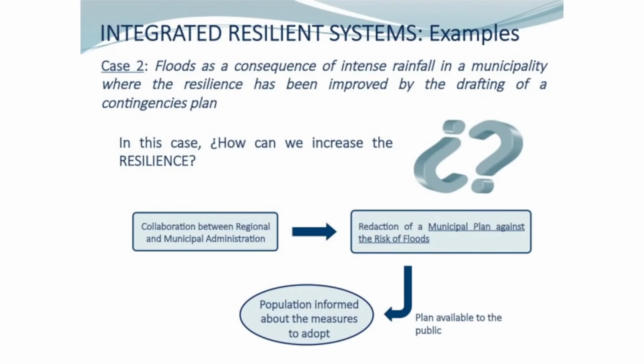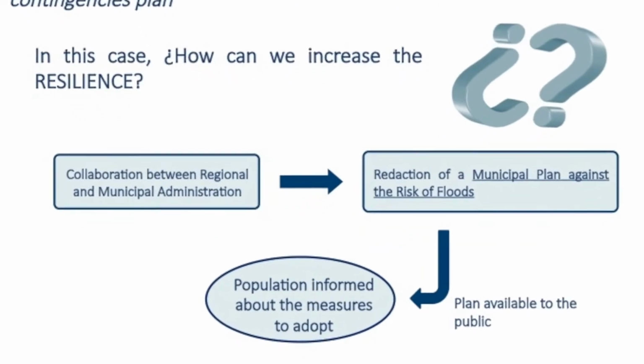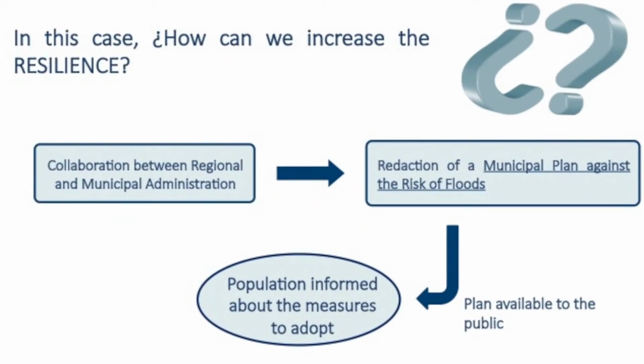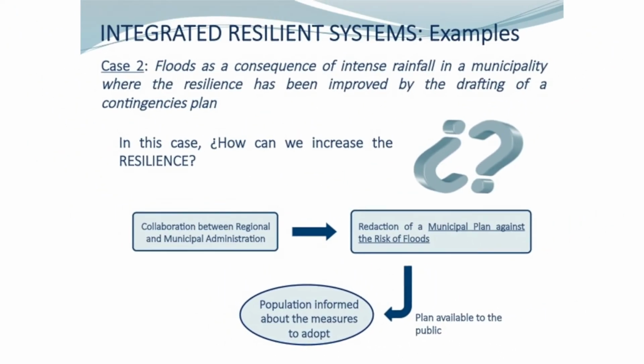To increase the resilience of the municipality, the local and the regional administration have been working closely in the drafting of a municipal plan. This plan contemplates the risk of flood and the way of acting against an emergency of this type. The municipal plan is available to the public, so the population is sufficiently informed about the measures to adopt in case of flood. An example of a measure to adopt is that, in the moment that the notice signal sounds, the people have to go to the meeting points.